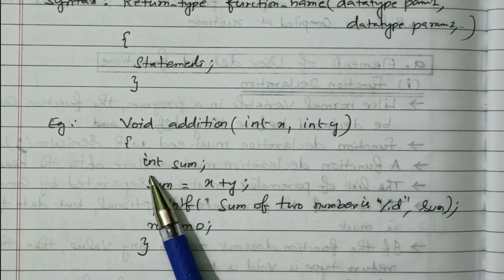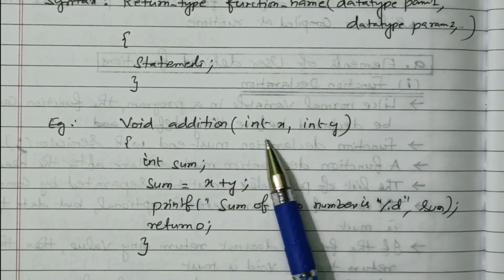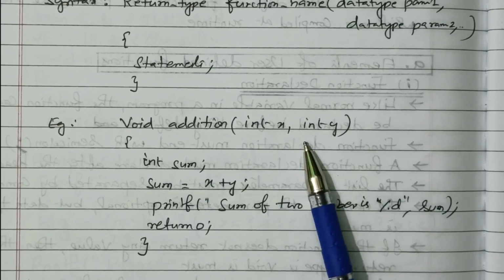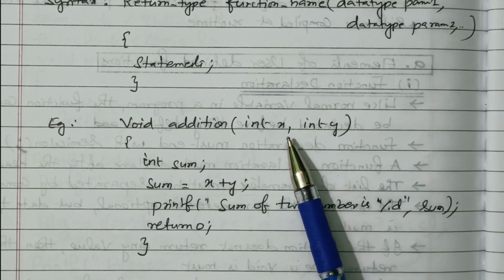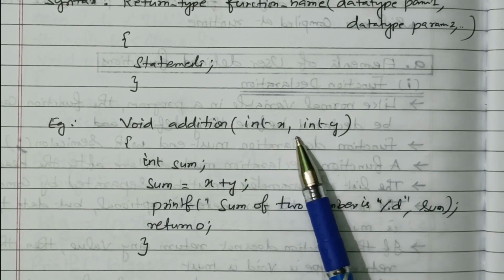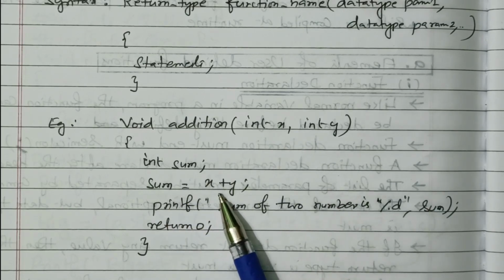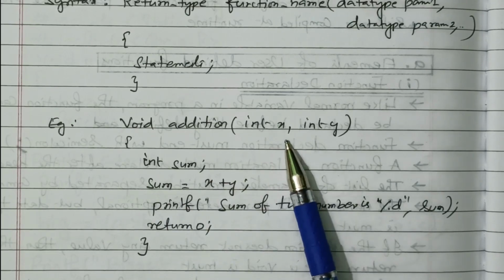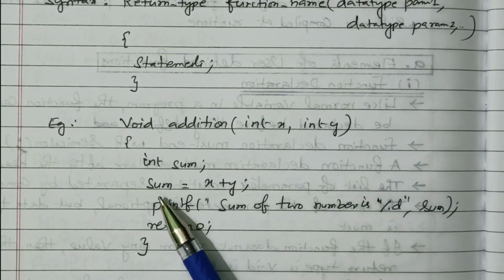So inside we have one more variable, sum. This is a local variable. So these are the formal parameters. What we pass at the time of calling is the actual parameter. That will be stored in x and y, so that is called a formal parameter. This is a local variable. So sum equals x plus y. We are adding these two values. What we got from the main program, x and y, is added and stored in the variable sum. Now we can print this value.